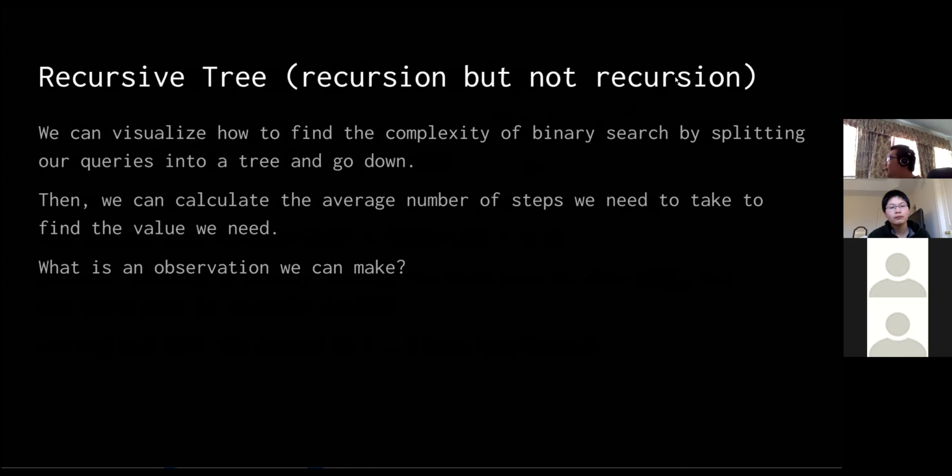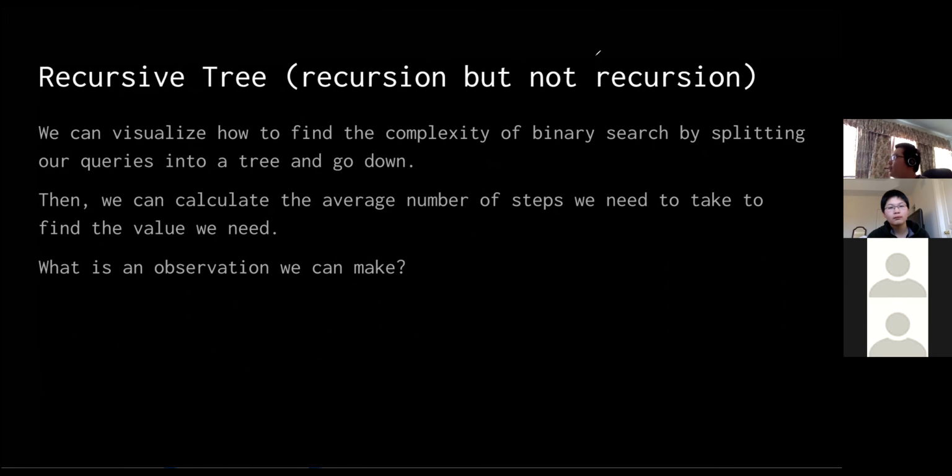And what we can use is something called a recursive tree. You might be confused. What is a recursive tree? Don't worry if you're confused, but basically you can visualize how to find the complexity of binary search using something called a recursive tree. This is recursion, but also technically not recursion because it doesn't need recursion. But we need to make an observation first. You can kind of think about it, but I'm just going to tell you because I don't think you can think of it. It's really hard to think of. It's okay if you can't. If you can, it's even better.